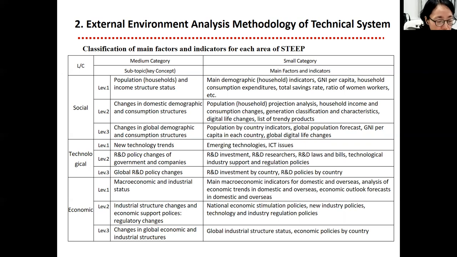The key concept of analysis of the technological area was identified as R&D policy changes. The factors and indicators such as emerging technologies and ICT issues are set in the level one group with the purpose of understanding the current state of technological development. In order to understand the changes in domestic R&D policy of government and companies, we set the factors and indicators such as R&D investment, R&D researchers, R&D means, technological industry support, and regulation policies in the level two group. And the same factors and indicators at the global level were set in the level three group to understand the global R&D policy changes.